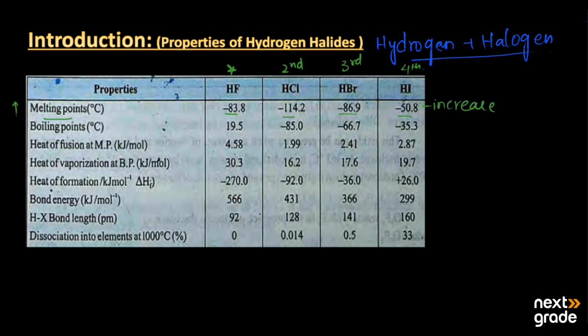After the melting point, we have the boiling point. The first one is 19.5 and the last one is minus 35.3. So there is a decrease in the boiling point when we move from top to bottom.